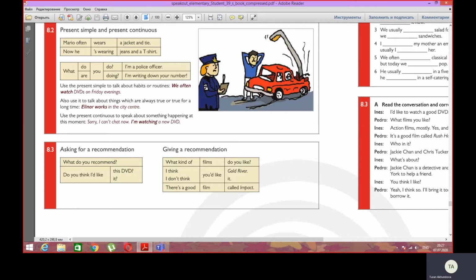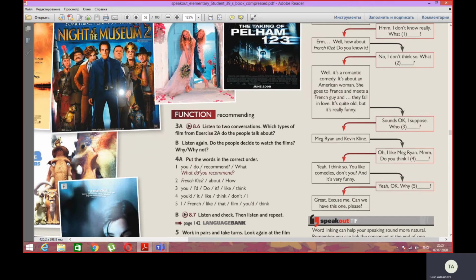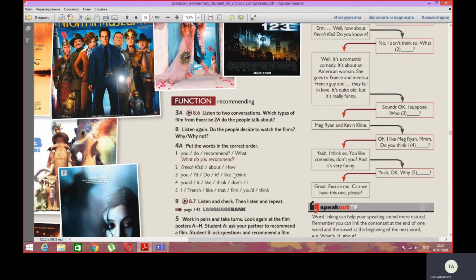Okay, let's continue with our unit. Exercise 4A, put the words in the correct order. The first one is an example for us. You do recommend what? What do you recommend? Then the next ones are scrambled sentences. And the last one: I French like that film you'd think. Okay, let's listen to our listening material and correct the order.